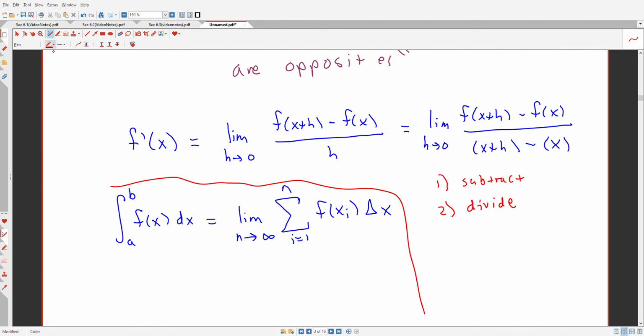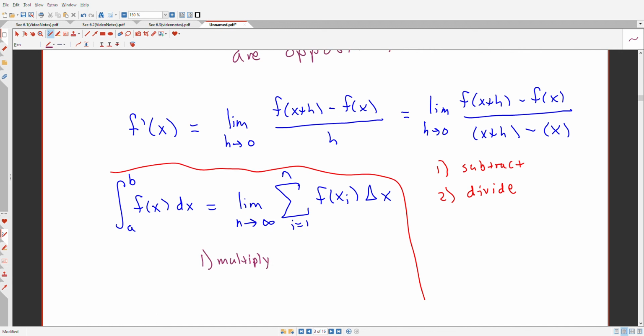And what's going on over here with the definite integral? Well, the first thing we're doing is multiplying, right? Right, we're doing a height times a width, and then the second thing we're doing is adding. Okay, and then we take a limit.